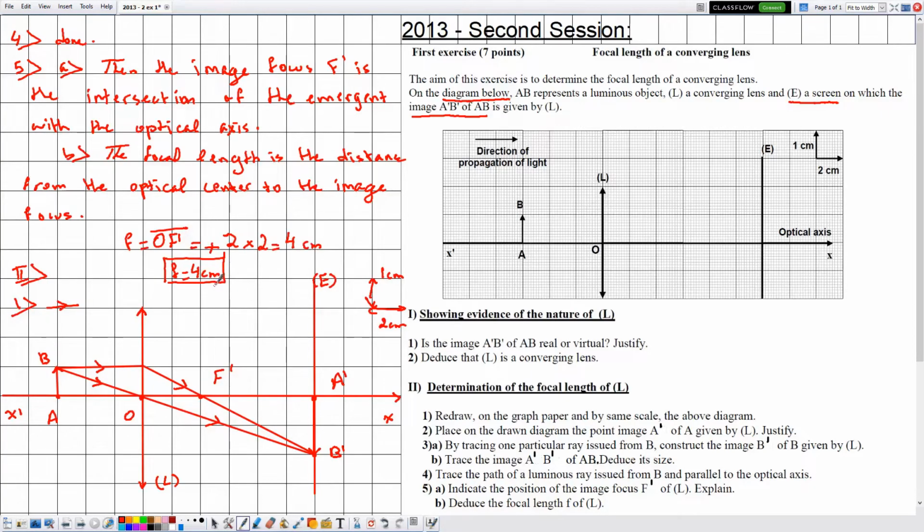Then the focal length in this case is positive, which verifies that the used lens is a converging lens, because we know that for a converging lens, the focal length is always positive. And by this we have finished solving this exercise.